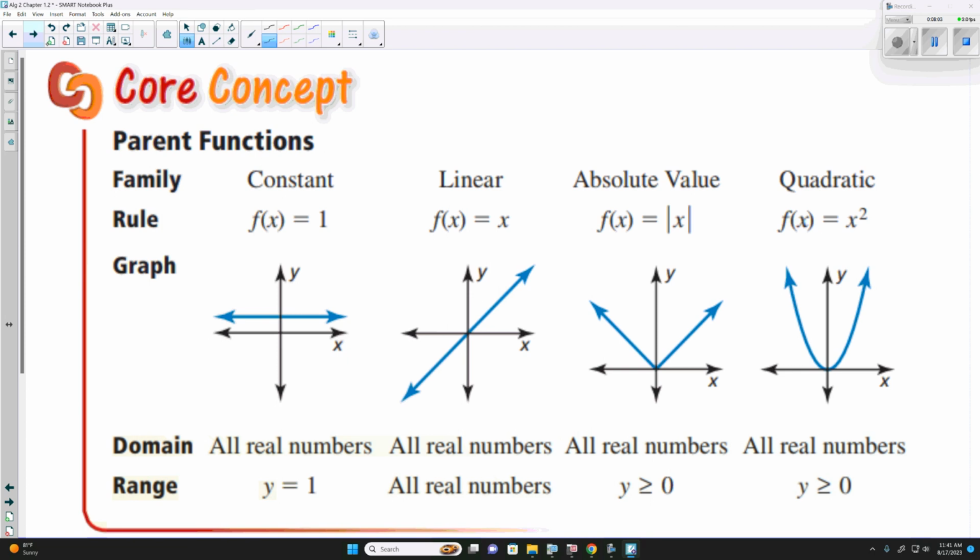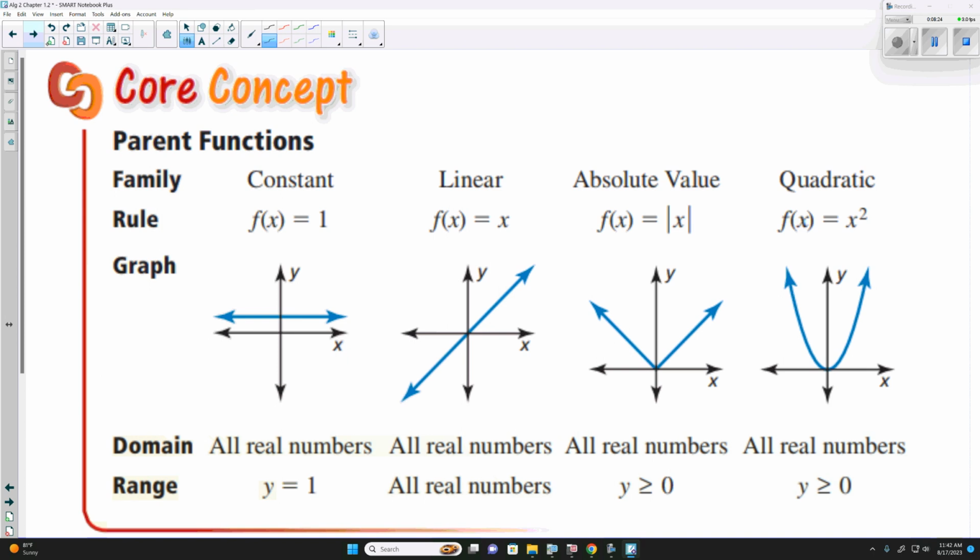Absolute value. Absolute values kind of give themselves away because they have absolute value bars. If it's an absolute value function, it's going to have absolute value bars. If it has absolute value bars, it's going to be an absolute value function. And the graph will be a V shape. All absolute value functions have this V shape to them.